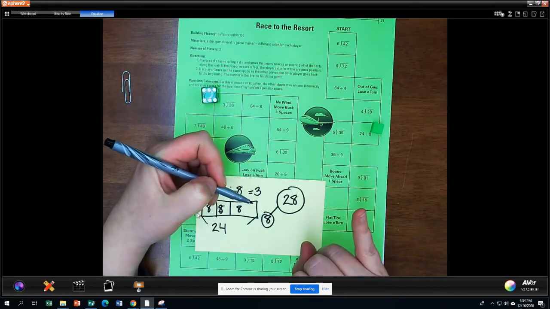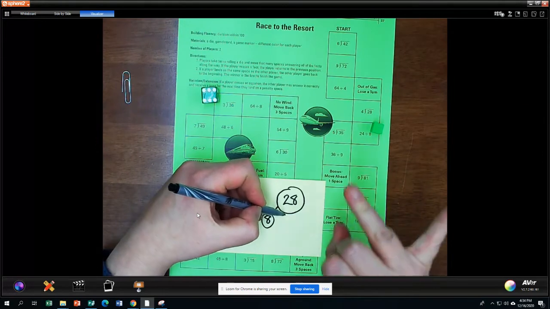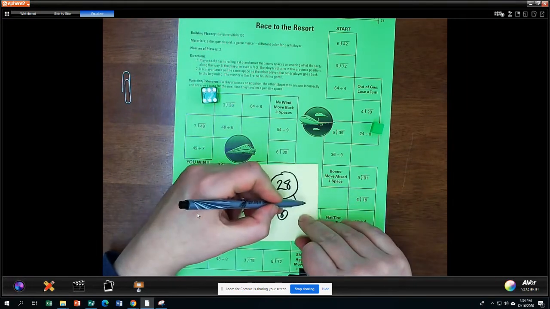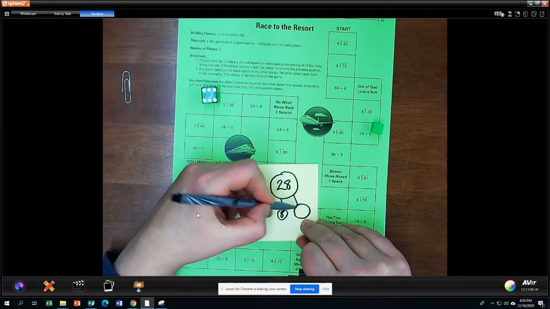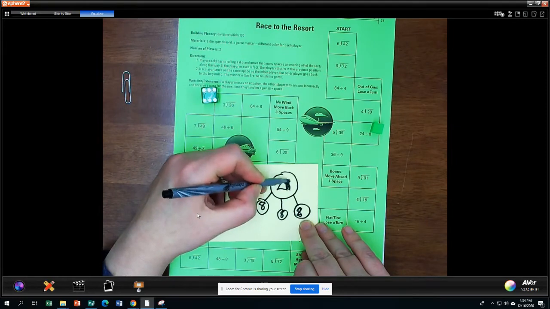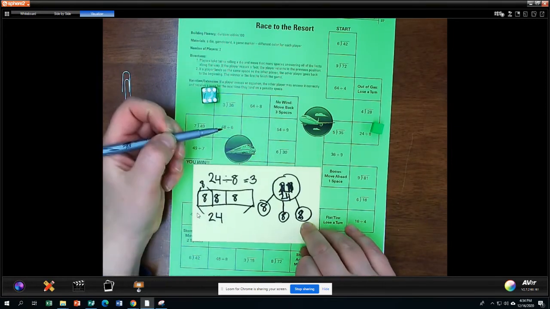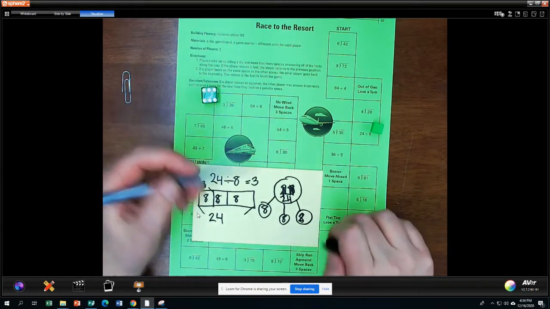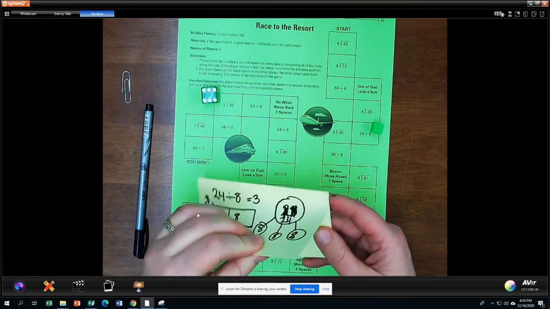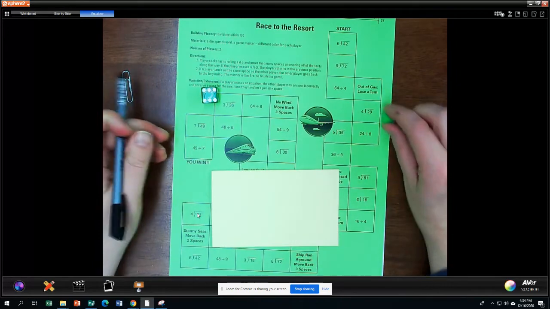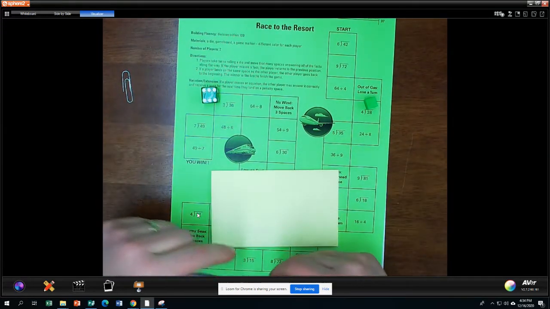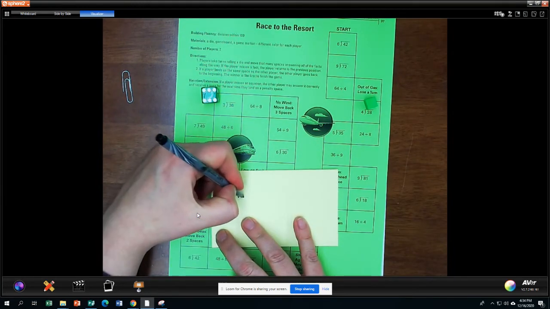Now I could do a number bond. And I could go 24 and 8. And then I could count by 8s again. Here I could go 8, 16, and 24. So you can figure this out. I have a scratch paper to figure out your division.